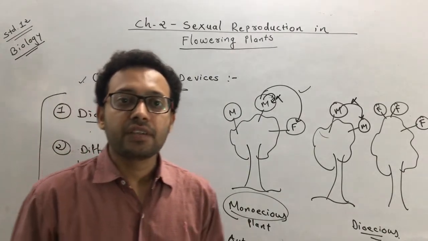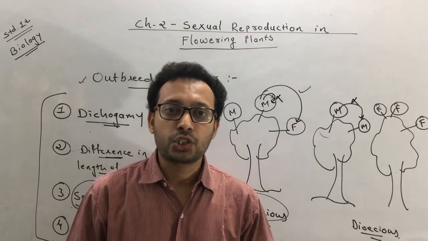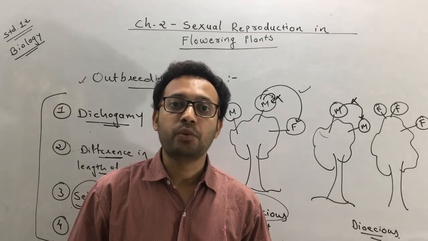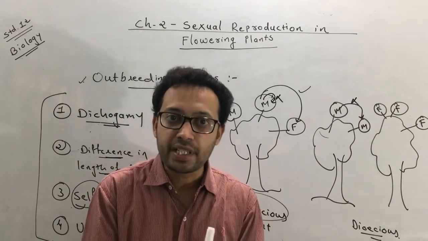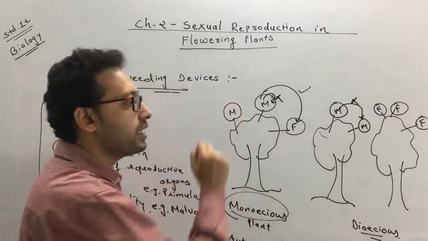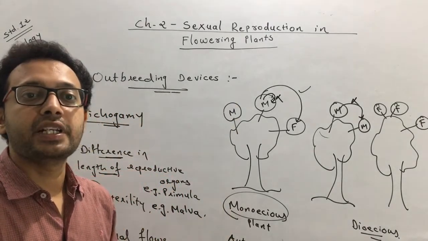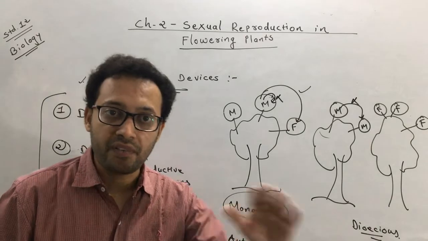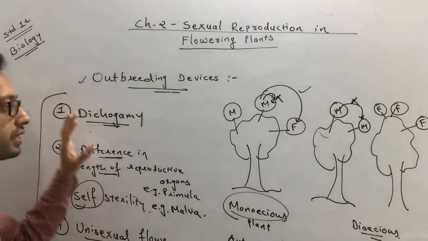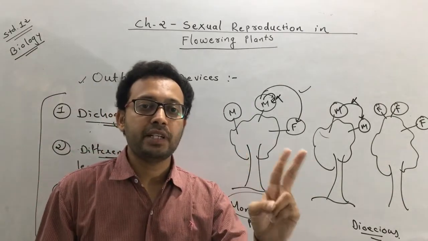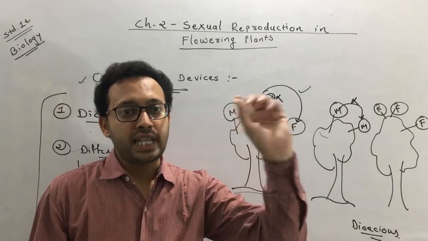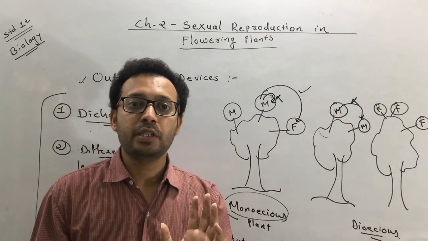Most plants are bisexual or possess bisexual flowers, so the chances of self-pollination are very high. But if self-pollination continues, it causes inbreeding depression, and to prevent it, the plant adopts certain strategies or devices. These devices are called outbreeding devices. Outbreeding devices prevent self-pollination and promote cross-pollination. So first is dichogamy. In dichogamy, the maturity of stamen and carpel occurs at different times. For example, first, the stamen becomes mature, but the carpel doesn't mature at the same time.